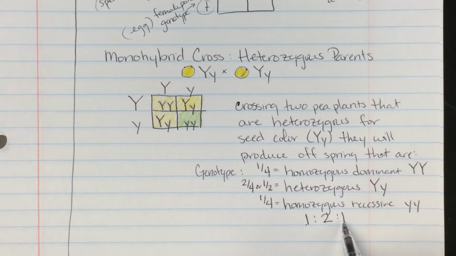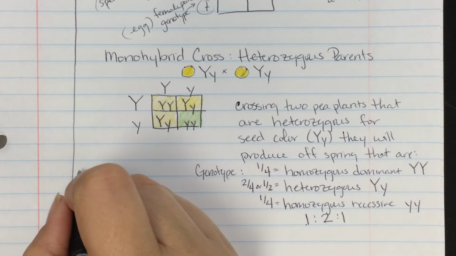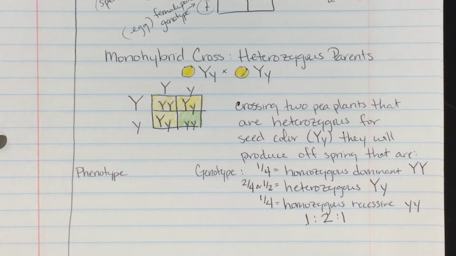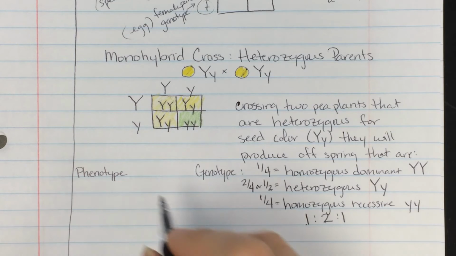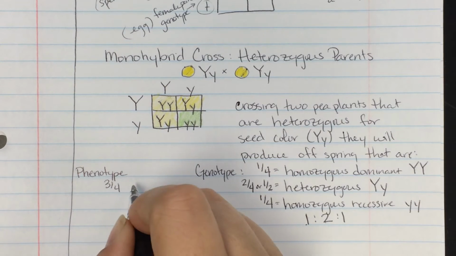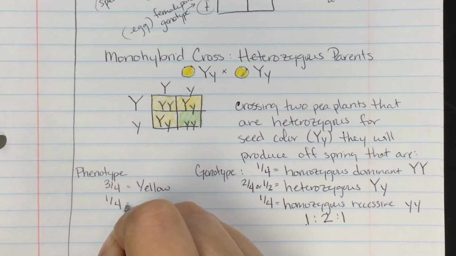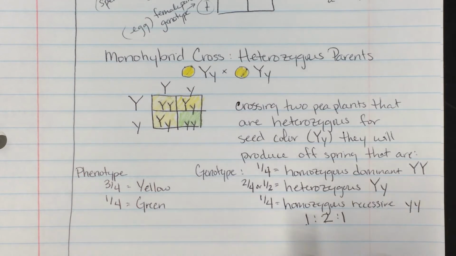And that's usually the order we present it in, with the homozygous dominant, heterozygous, and homozygous recessive. If we want to look at the phenotype ratio, this is what we actually see. And so in our phenotype ratio, we have 3/4 are going to be yellow and 1/4 is going to be green. So this is a 3:1 ratio on our phenotype and a 1:2:1 ratio on our genotype.